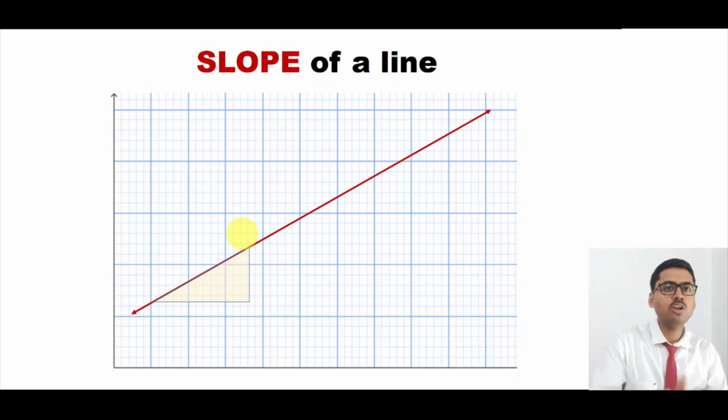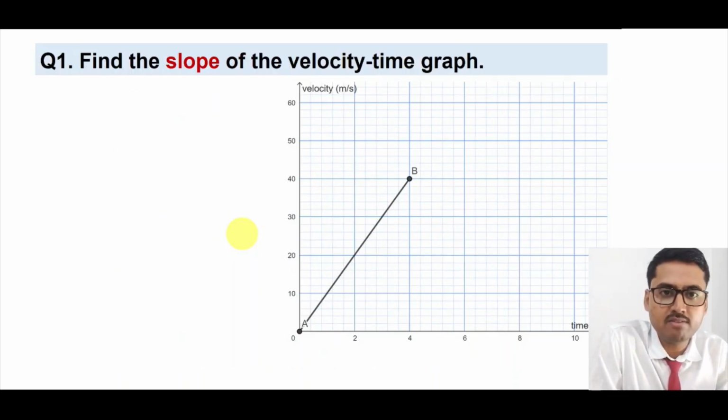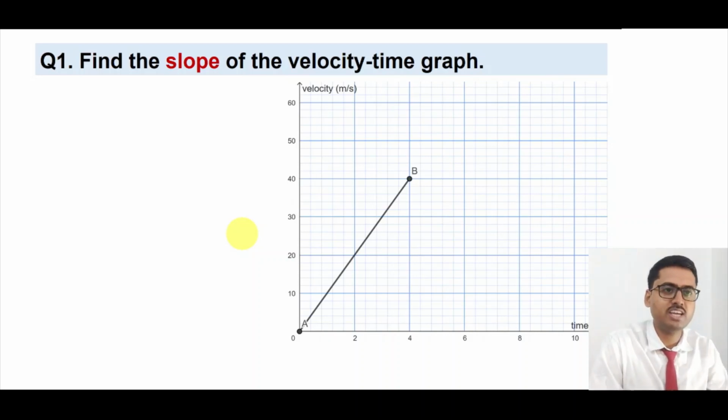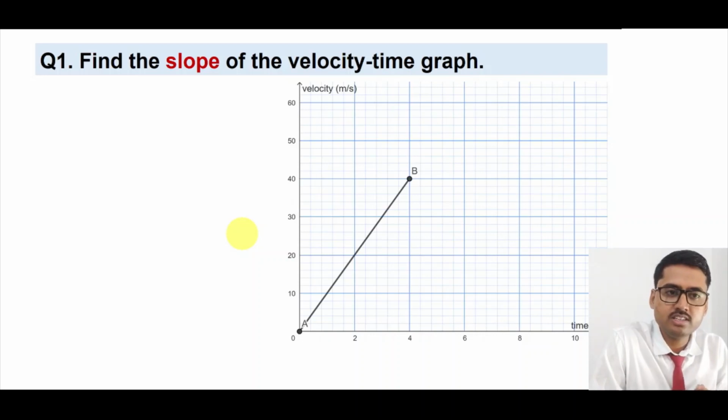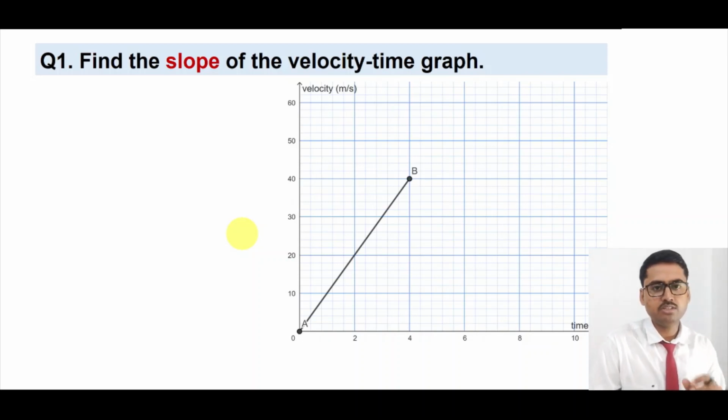So this is all about the slope, how we find the slope. Now it's time for us to apply the concepts that we have learned to the velocity time graph. I am going to give all examples of velocity time graph in this video. In the next video, I'll try to take up some other types of graph, but this video is going to be only on velocity time graph.